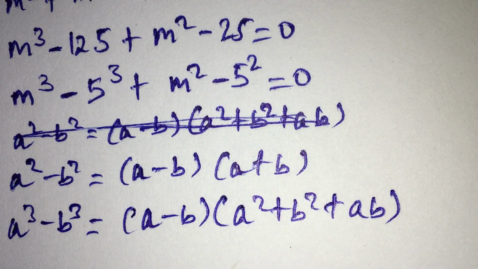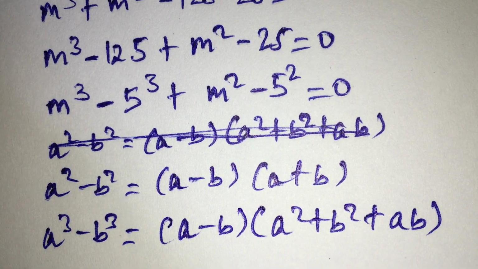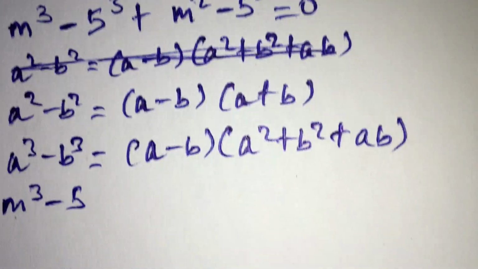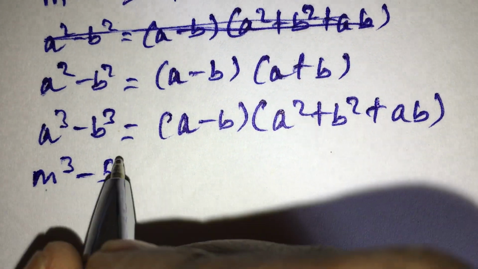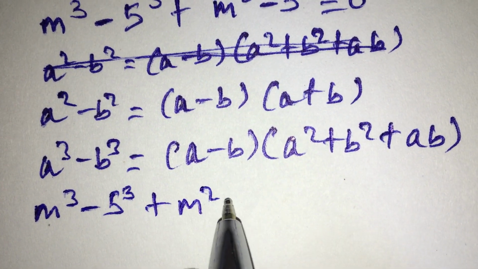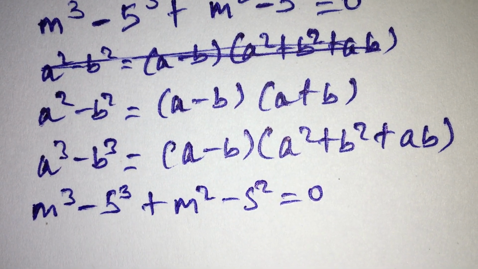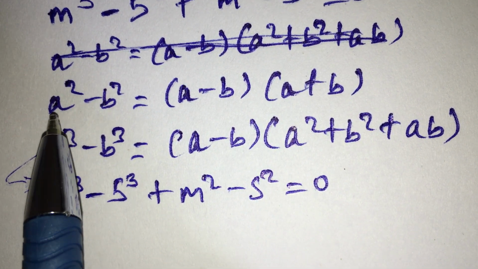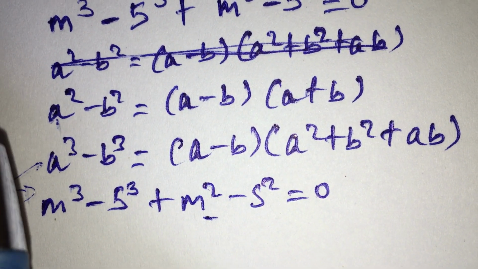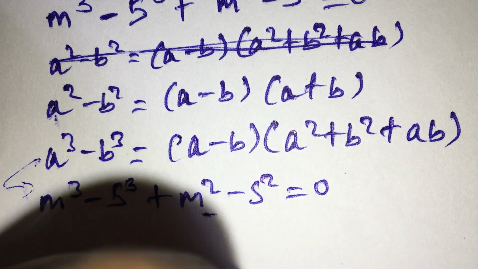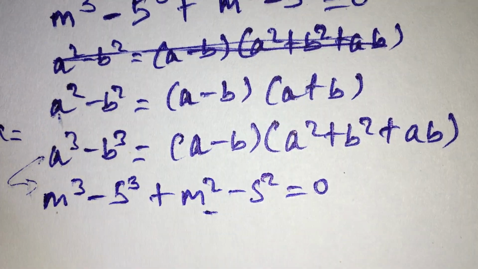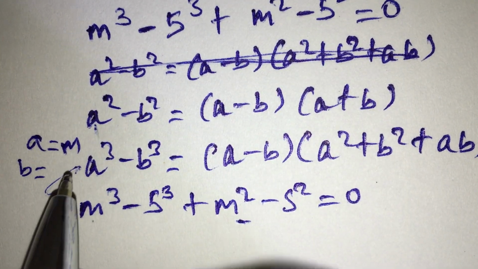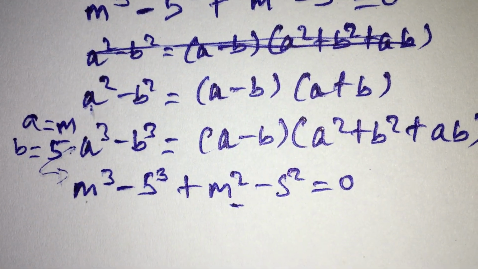So m cube minus 5 cube plus m square minus 5 square equal to 0. Here we will use this formula and this formula for this equation. So the value of a equal to m, the value of b equal to 5. So we substitute.